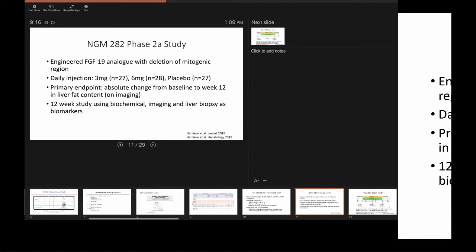So NGM is the company that came up with the compound 282 for the phase 2A studies. This is one that they've engineered. So in the HCC world, we'll talk about FGF19, and it's a bad thing. But they claim that they've deleted the mitogenic region for this. They haven't seen any signals for HCC in any of the animal models or any of the human trials as of yet. And some of the investigators claim that it actually will help protect against HCC. I don't know if the data is anywhere close to support that, but it's something that they claim.